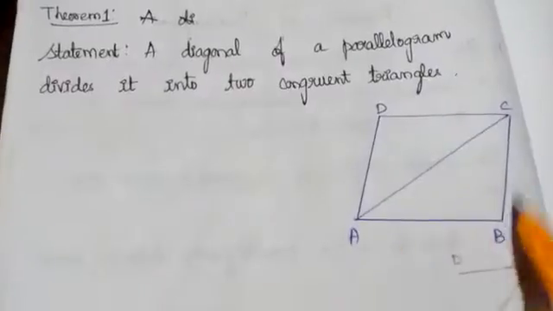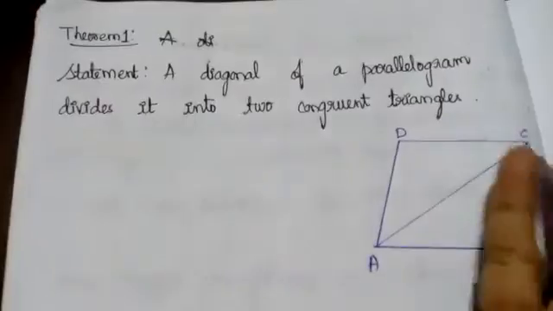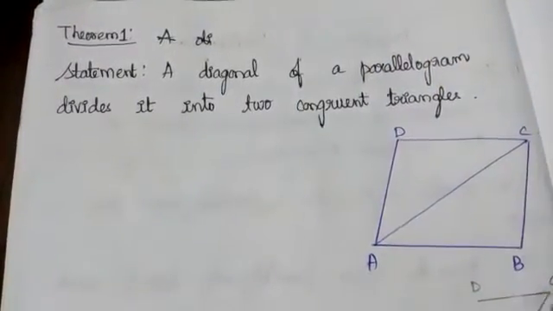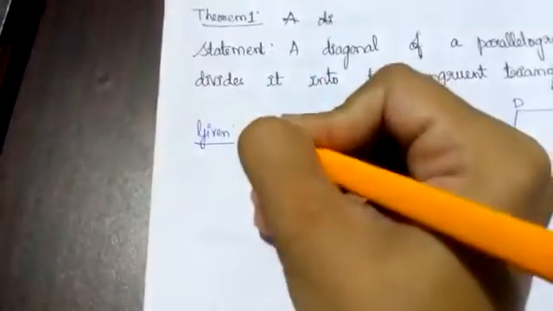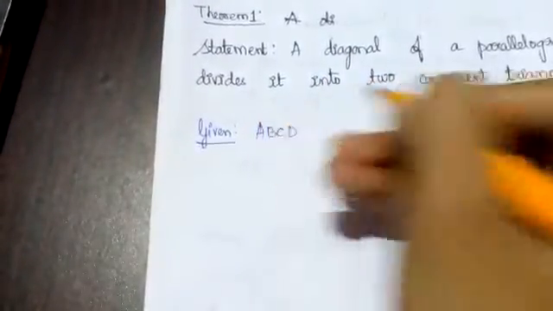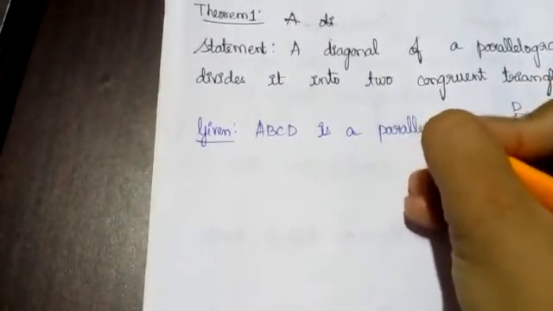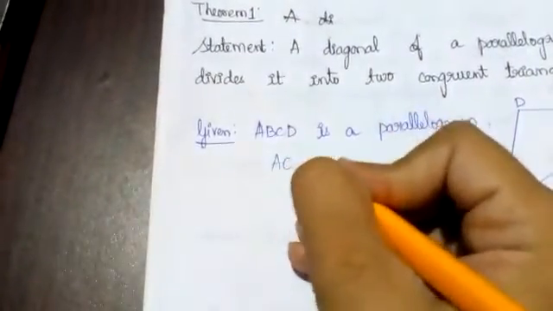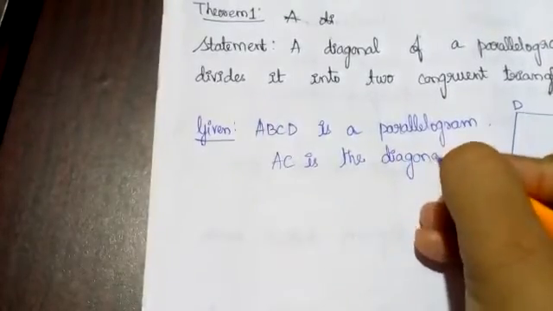So what is given? ABCD is a parallelogram. Okay, only if there is a diagonal can we prove whether it divides it into two congruent triangles or not. So we take AC as a diagonal. So you should write it as given: ABCD is a parallelogram, and AC is the diagonal.